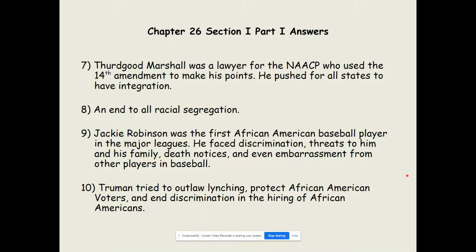The NAACP is also going to introduce us to an amazing individual, Thurgood Marshall, who is the lawyer for the NAACP. He's going to be the biggest advocate in the Supreme Court for equal rights under the law. His number one thing is the 14th Amendment. Slavery, citizenship, the right to vote. If you remember, those are the 13th, 14th, 15th Amendments. Slavery is outlawed, all Americans born in the United States are citizens, and all people have the right to vote.